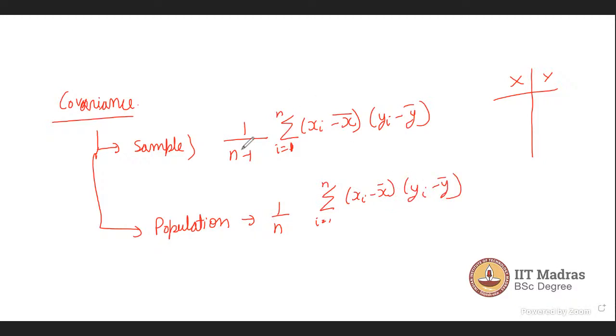The only difference between the two is n minus 1. Sir, I have a question. Why in sample do we take n-1 and why in population do we take n? There is something about inferences. You will study that in stats two. For now, you just have to remember that. Okay.